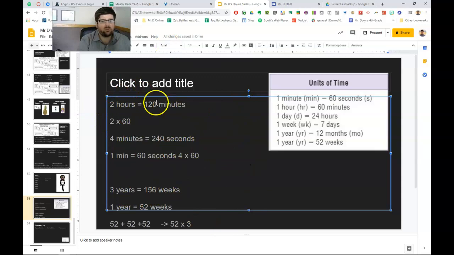Now, today it's just going to have you convert from bigger units to smaller units, so we're multiplying. But in future grades, you'll have to go the other way and divide. So if I was going from seconds to minutes, I would divide by 60 instead of multiply by 60. If I'm going minutes to hours or weeks to years, I'd divide by 52 instead of multiply by 52.